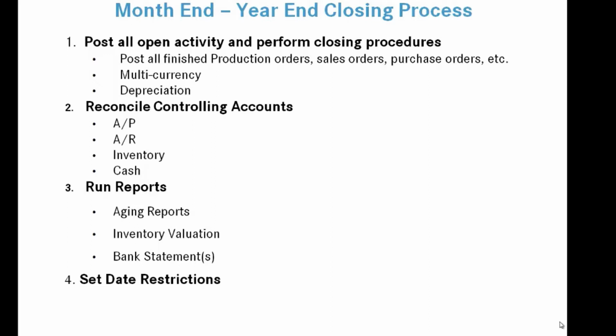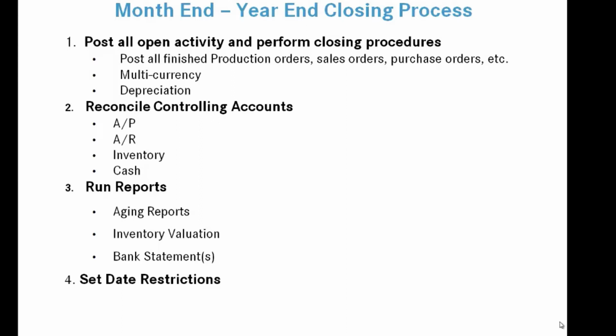You would reconcile controlling accounts to the general ledger: AP, AR, inventory, and cash. You would do that by running the aging reports. So you'd run aging reports for AR and AP, compare those to your GL balances, run your inventory valuation, and compare that, of course, to the inventory values, and then run your bank reconciliation and compare that to the GL entries.